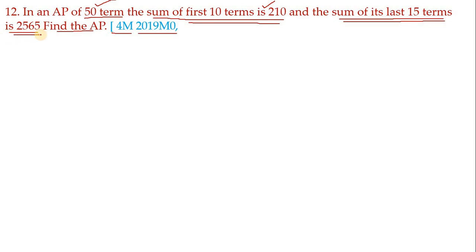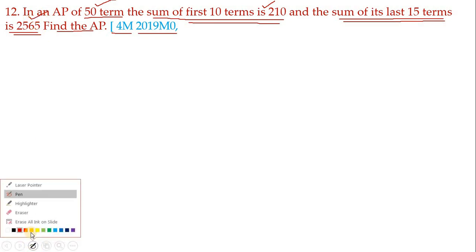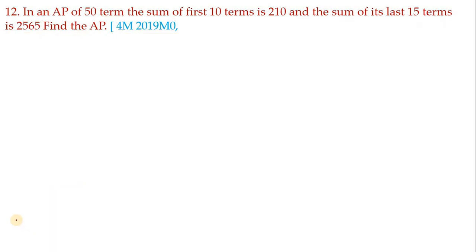And sum of its last 15 terms is 2565. Understanding this statement is very important. Last 15 terms means, in this AP you already have 50 terms. In that, last 15 terms means from 36th to 50th term. I repeat again, from 36th to 50th term. There will be 15 terms. So those 15 terms' sum is 2565. So these are the three things they have given.